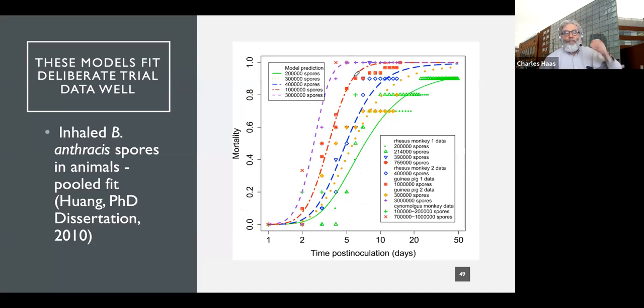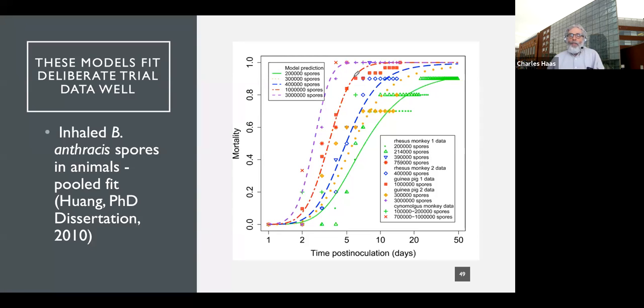And Dr. Wang, in his PhD dissertation, went through a number of data sets and showed that these models can be useful in fitting data. This is a complicated figure. I'll walk you through it. This is for inhaled mortality in monkeys and guinea pigs associated with inhalation of Bacillus anthracis spores. And so the colors for either the points or the symbols represent individual data sets at individual doses.